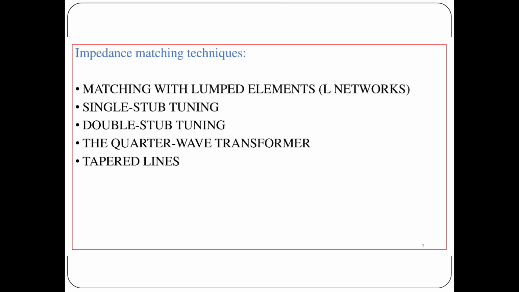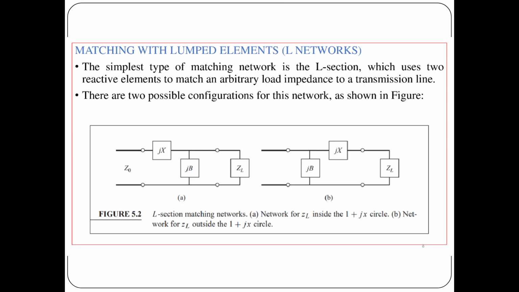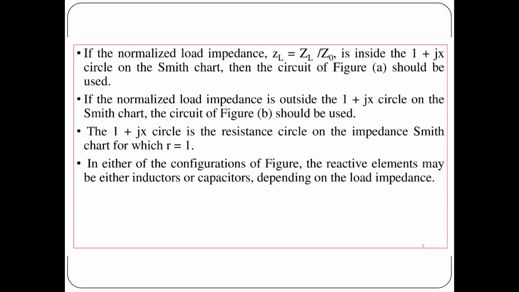Impedance matching techniques: matching with lumped elements, single stub matching, double stub matching, quarter wave transformer, tapered lines. The simplest way of matching is the L section, which uses reactive elements to match an arbitrary load impedance. There are two possible configurations of the network, with jX, jB and ZL. L section network: ZL is inserted between the 1 plus jx circle and the network, or ZL is outside the 1 plus jx circle.